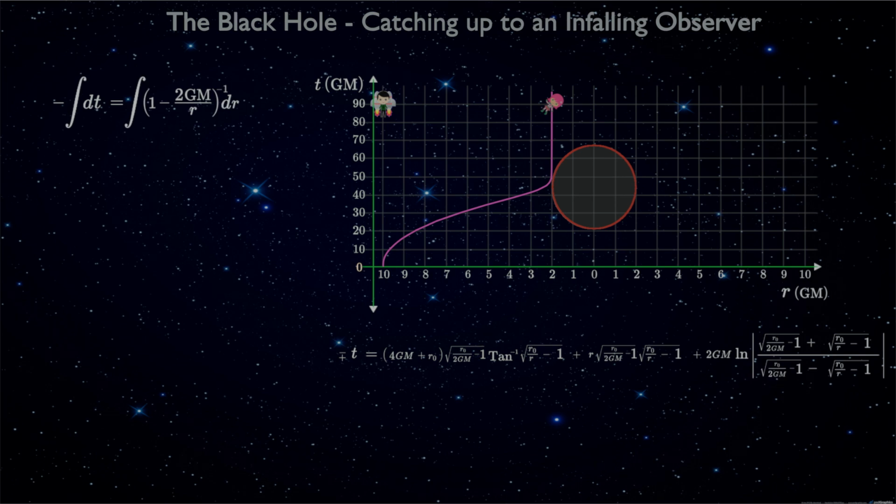Let's make the substitution that u equals 1 minus 2GM over r. Then du equals 2GM over r squared dr. Notice that 1 minus u equals 2GM over r, so (1 minus u) squared equals (2GM) squared over r squared. And therefore, (1 minus u) squared over 2GM equals 2GM over r squared. So we can make this substitution back into our expression for du. Now let's solve for dr and then substitute everything back into the original integral.